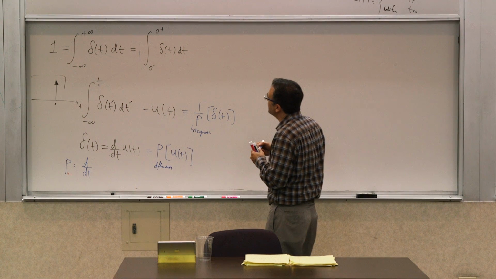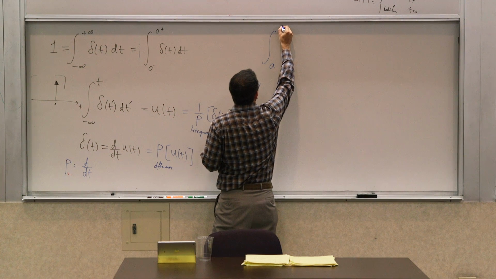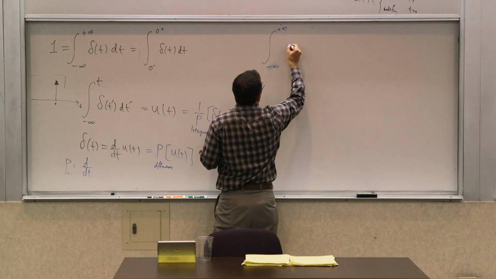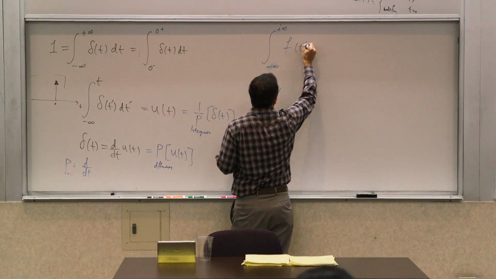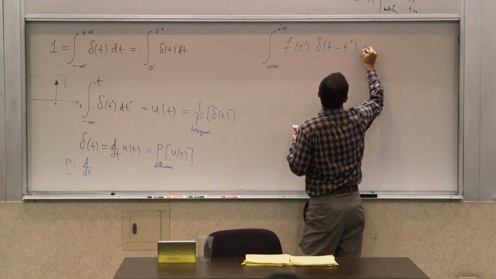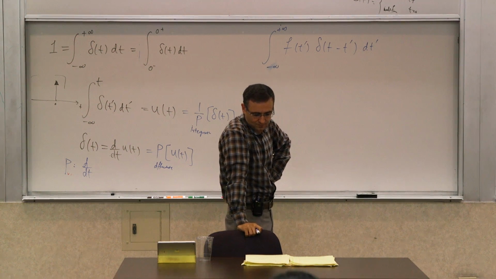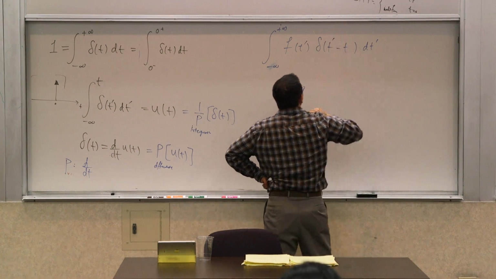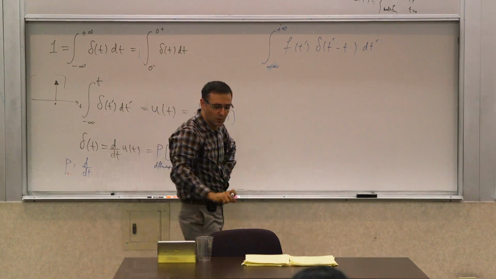It has another interesting property, which is what we call the sifting property. So if you look at this integral, let's say the integral from negative infinity to positive infinity of f of t prime, delta of t minus t prime, dt prime. What is that thing? Or actually t minus t prime, t prime minus t, it doesn't matter. What do you get? What is that value?